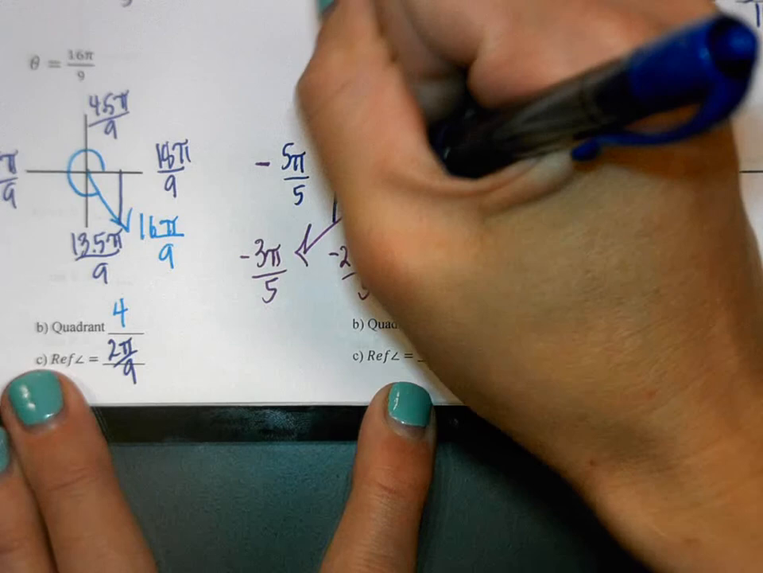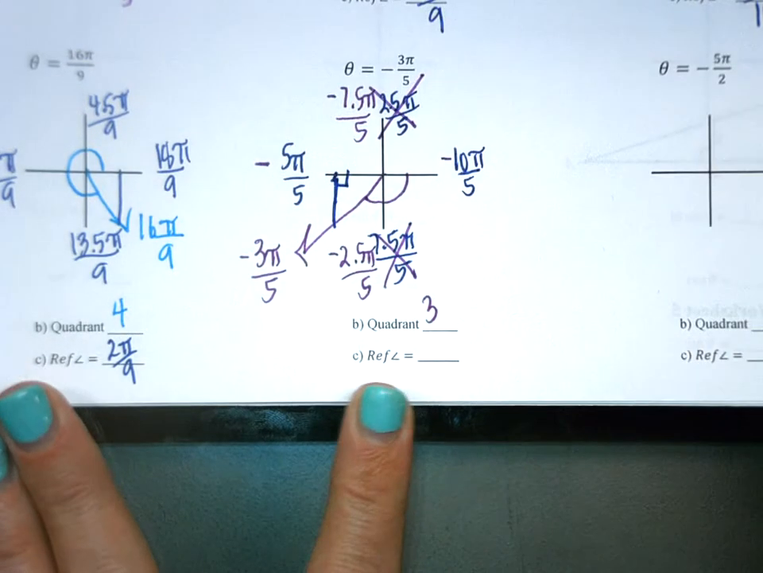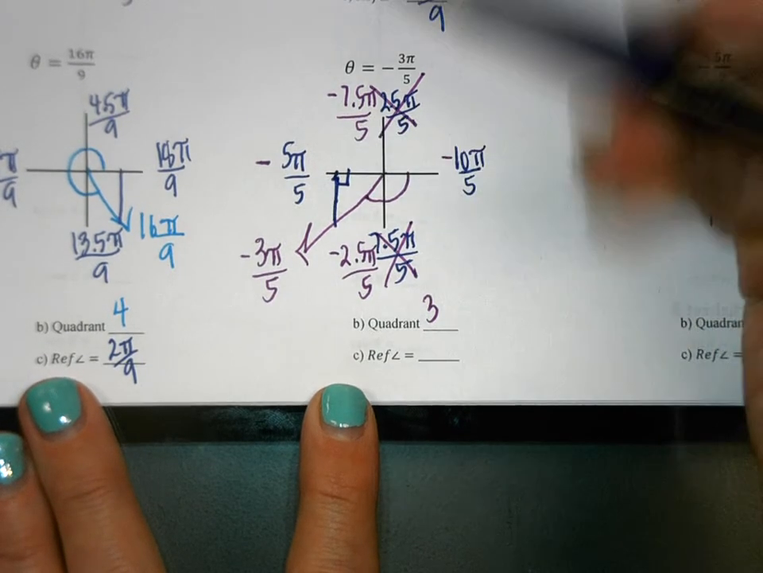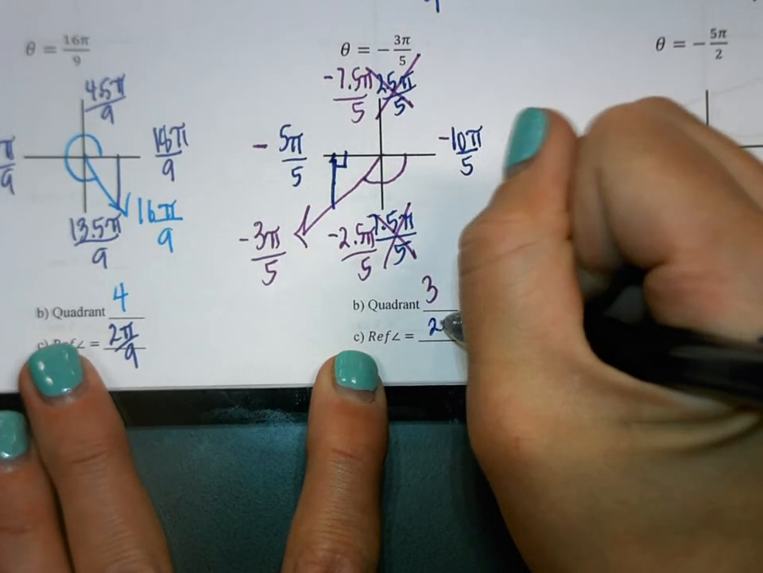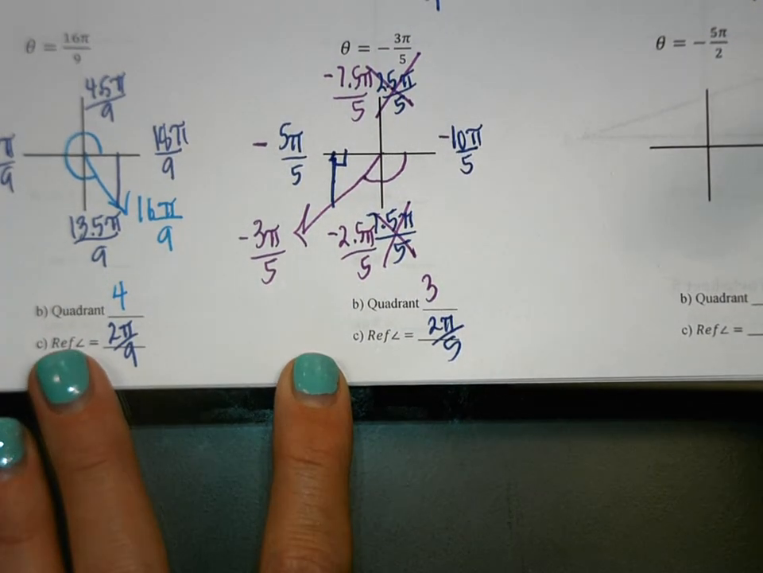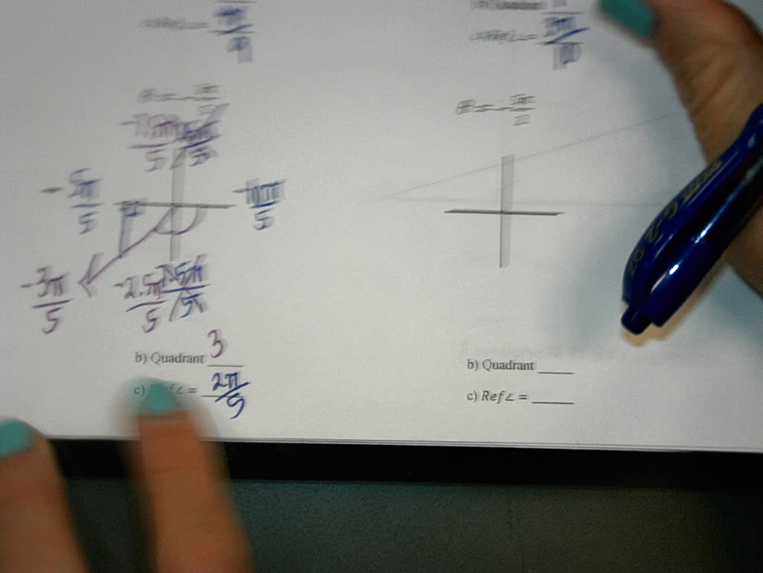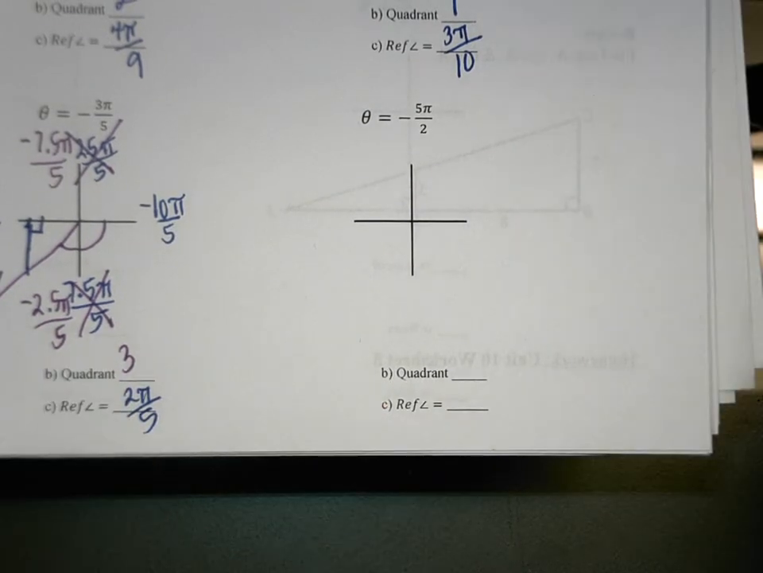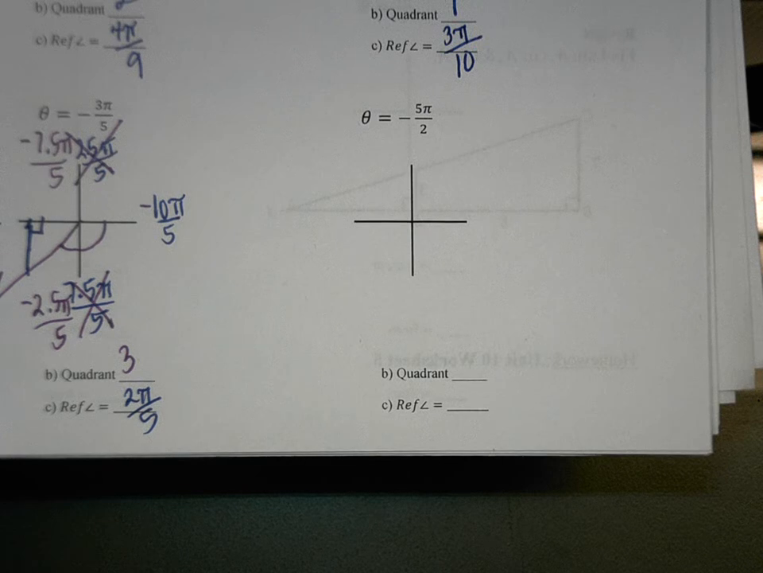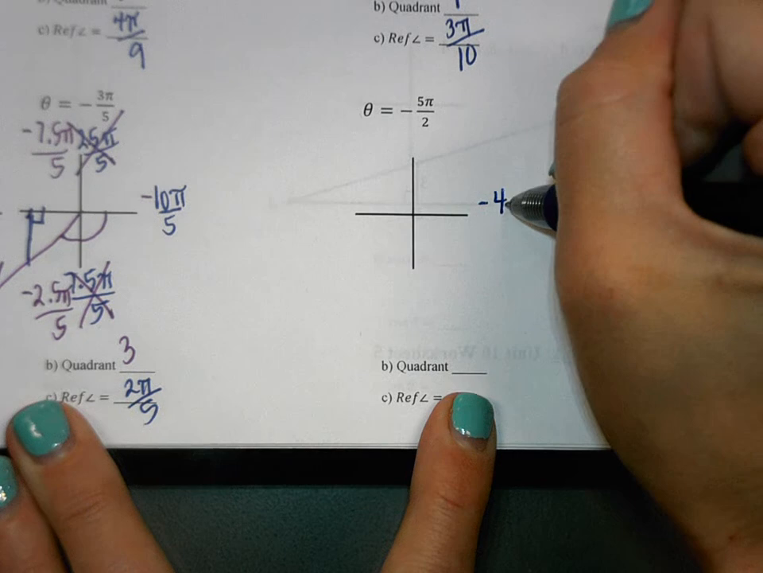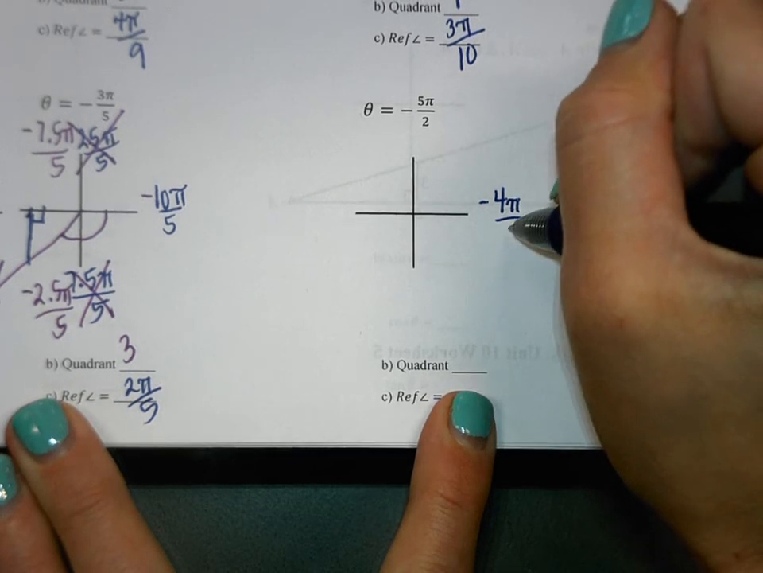And remember, reference angles are always positive. From 3 to 5, what does it take? 2. So 2 pi over 5. All right. Do you guys want to give this one a try on your own? Give you a minute here. So I'm going to go ahead and write just the radians on here.